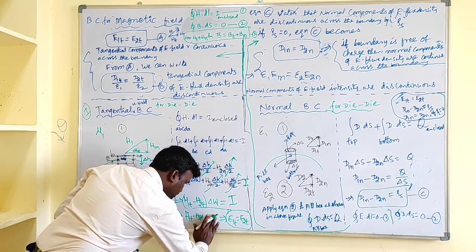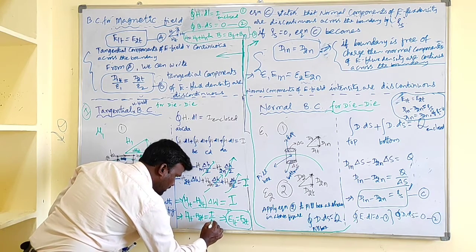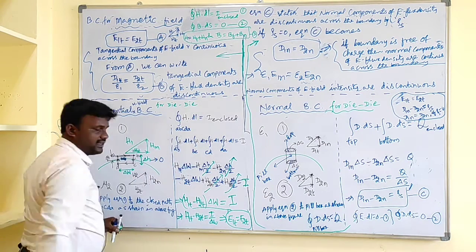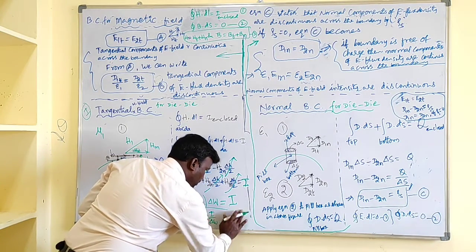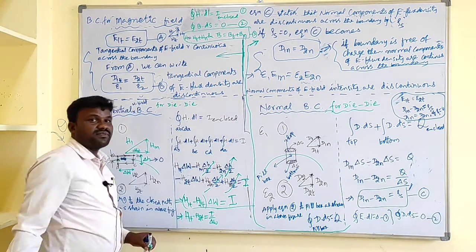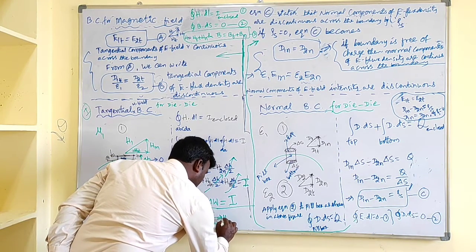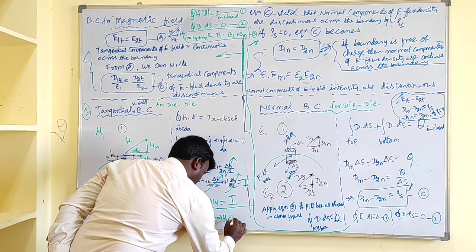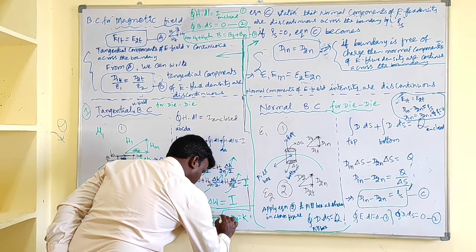Send this delta W to this side. We can write I by delta W. I by delta W, that is amps per meter. Amps per meter is nothing but what? So we have one parameter we defined, that is surface current. So H1T minus H2T equal to I by delta W, which is nothing but K.